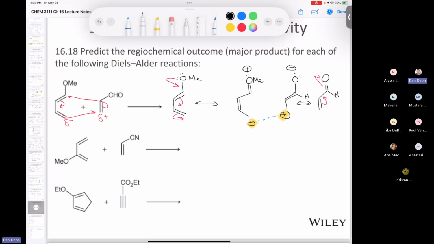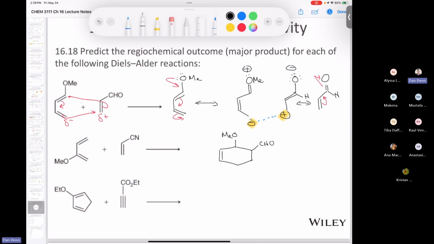And so we end up with our product looking like this. So we have our methoxy group here, like this. And then we're going to have our aldehyde over here like this.